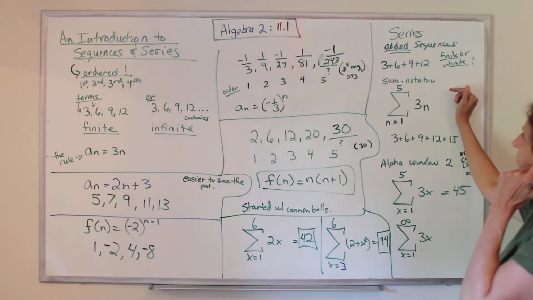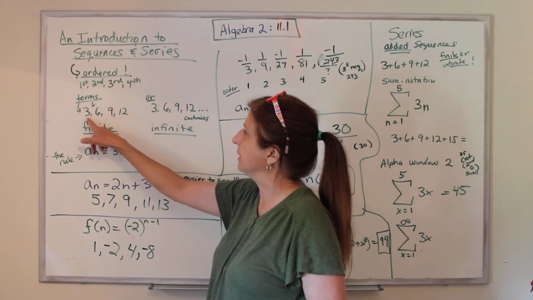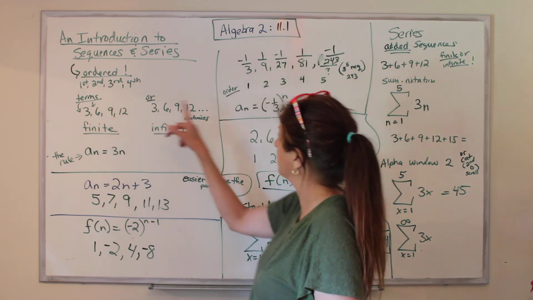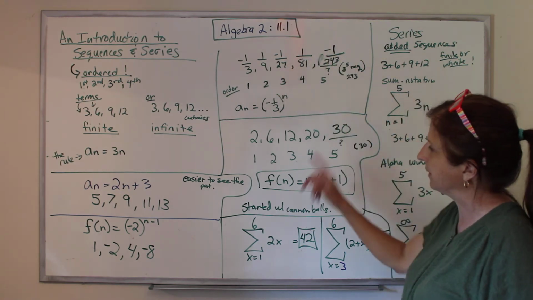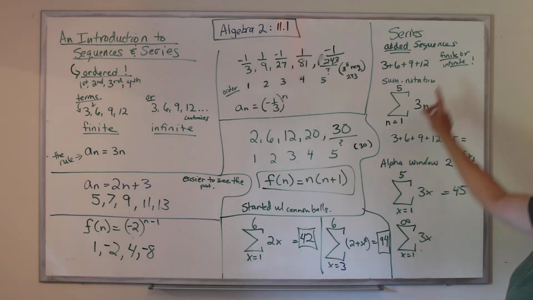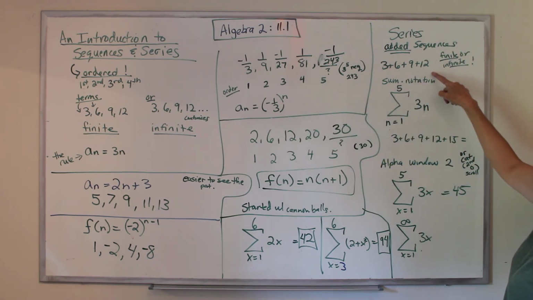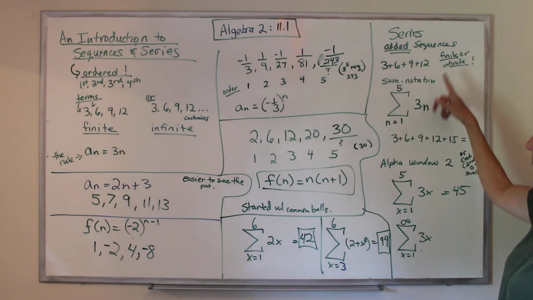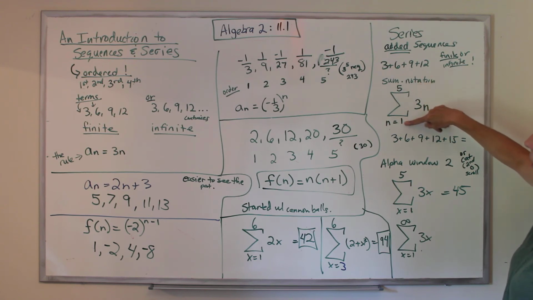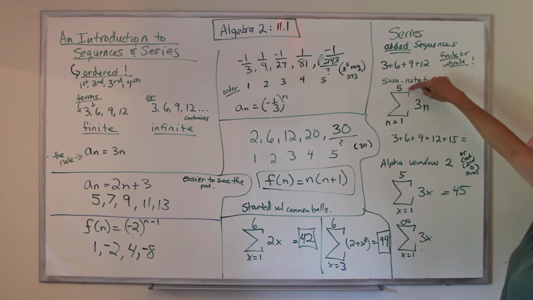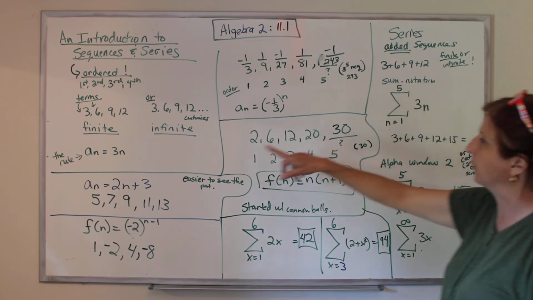All right. Now, the other thing is series. If you take a sequence and you add them all up, 3 plus 6 plus 9 plus 12, or negative a third plus 1/9 plus negative 1/27, whatever it is, if you add them up, it's called a series. So here's our first one added up. It can be finite or infinite. If it's infinite, it has an infinity on top. If it's finite, it tells you which number to start with and which term to quit with. So this one is that one that we were doing, 3 times n.